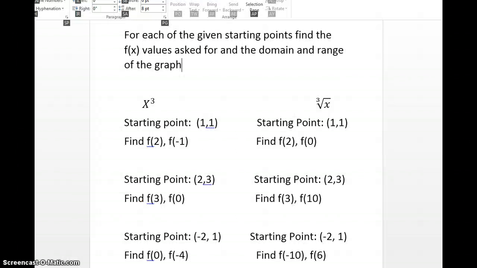What I now want you to do is work on these examples. For each of the given starting points, find the f of x values asked for and the domain and range of the graph. You can work with a partner.